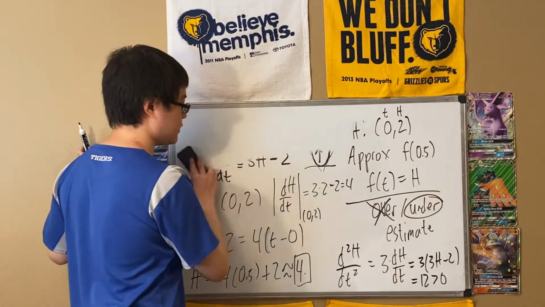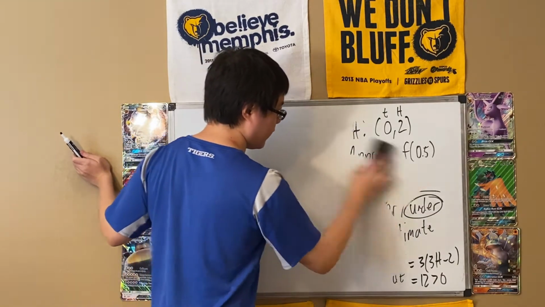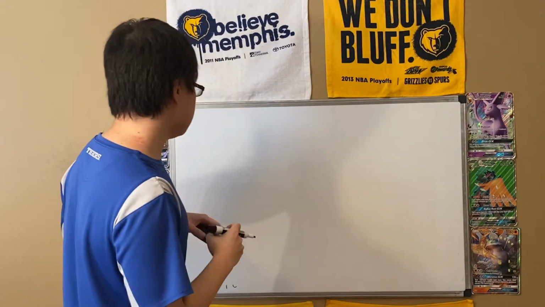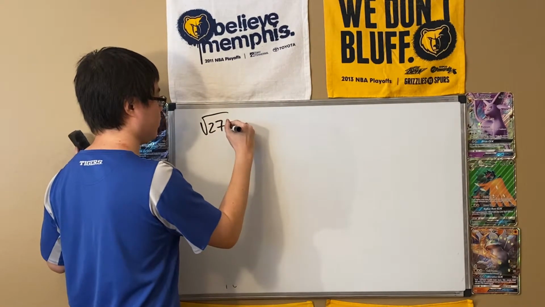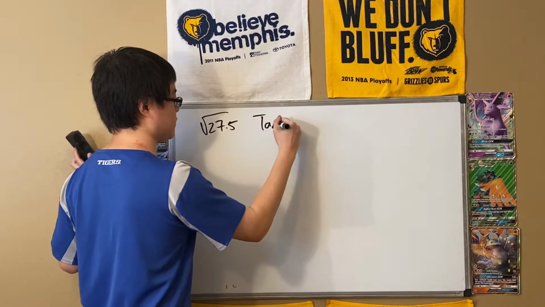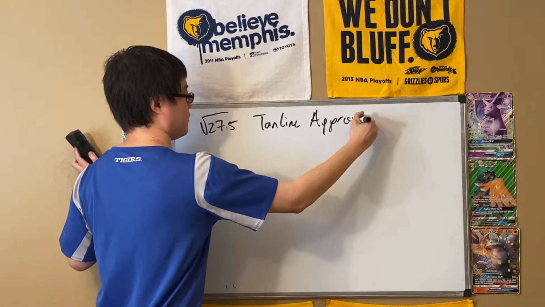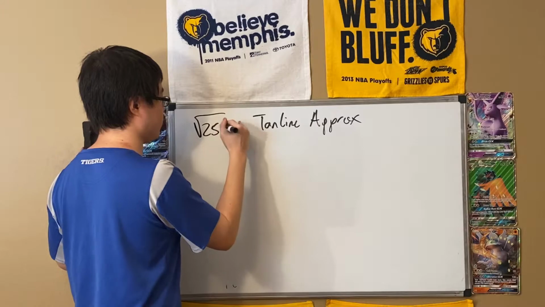But sometimes they ask, maybe in the multiple choice question, another kind of tangent line, or maybe on college level questions. What they would ask is to try to approximate the square root of 27.5 using tangent line approximation. Actually, let's not do 27.5, let's do the square root of 25.5.